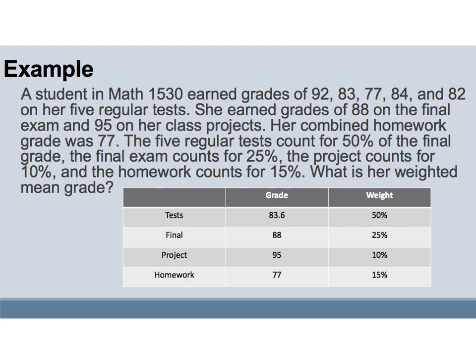So for example, if I was doing class grades, we've got this student who made a 92, 83, 77, 84, and 82 on her tests. Got an 88 on her final, a 95 on her project, and 77 on homework. Tests counted 50%, final counts 25%, project was 10%, homework was 15%.